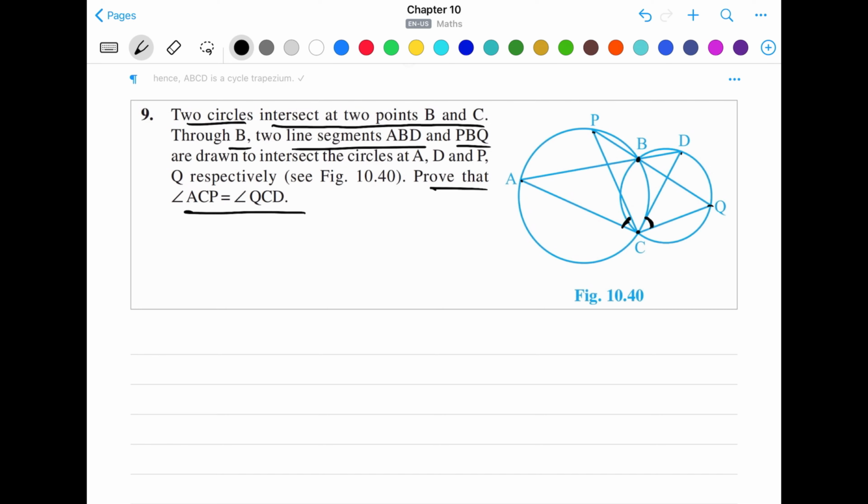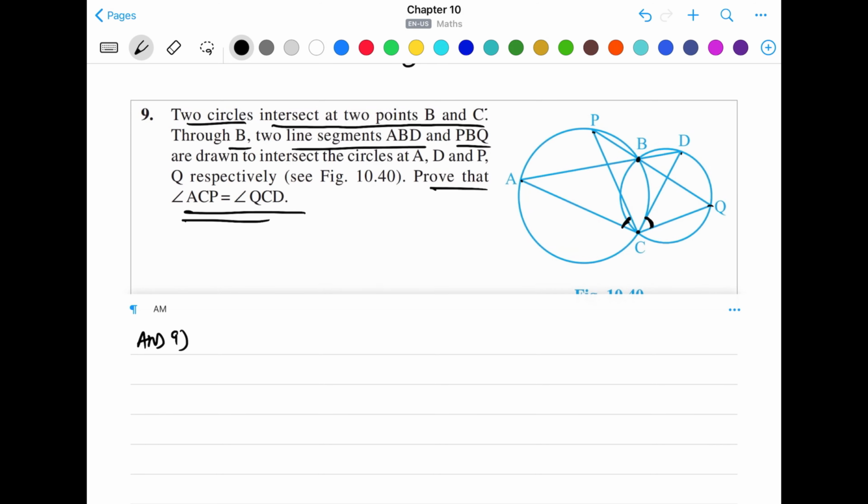which is here. So the question is, we have two circles intersecting each other at 2 points, B and C. Then we have two lines ABD and PBQ, intersecting the two circles at points A, D and P, Q. We have to prove that these two angles are equal. So what we are going to do is use two properties here. First, that the angles in the same segment are equal, and the vertically opposite angles are equal. By these two properties we can prove that the given angles are equal. Let's first start by writing its answer.